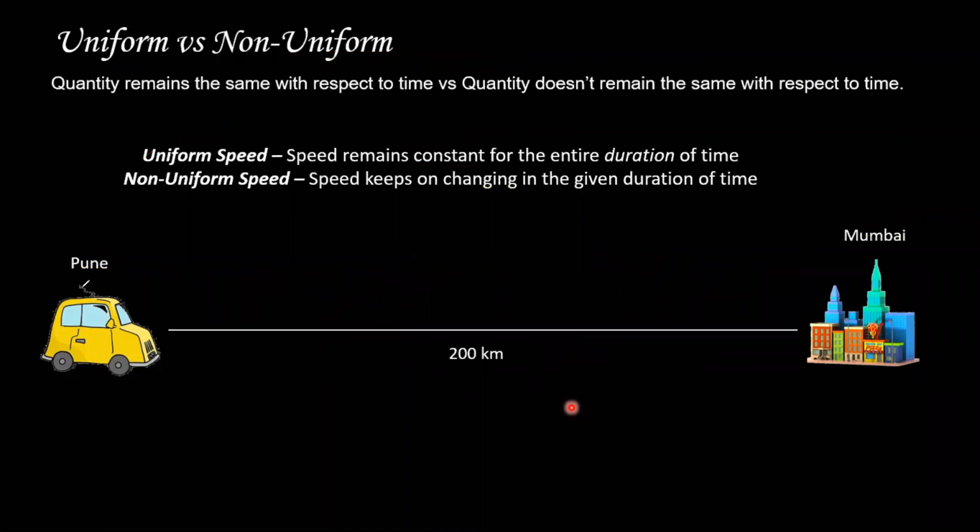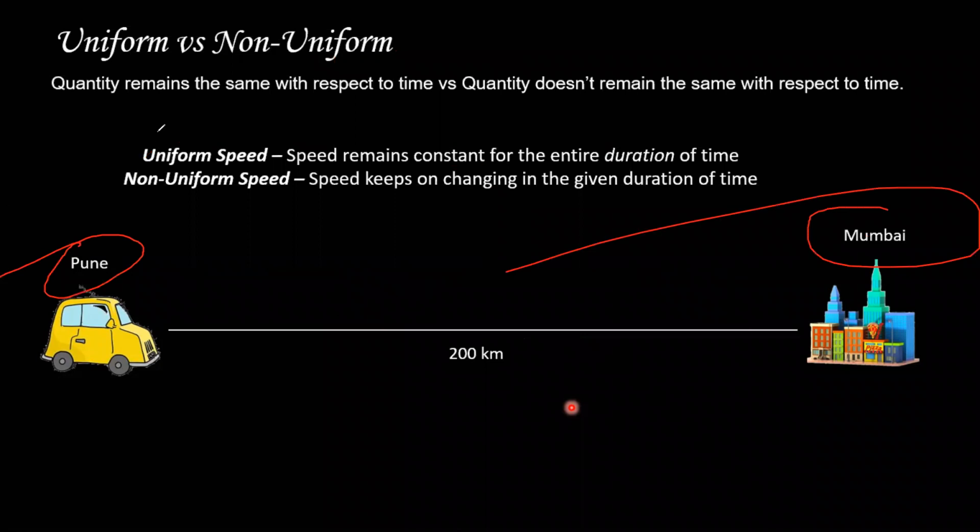Yeah. So see, it's basic. You are in Pune. You have to go to Mumbai. I showed you uniform and non-uniform speed. Uniform speed means for the entire trip from Pune to Mumbai, your car speed was only 40 kilometers per hour for 5 hours, continuously. Non-uniform speed means in your trip from Pune to Mumbai, your car kept on changing speed. Sometimes it was 100, sometimes it was 10. So it is non-uniform speed.